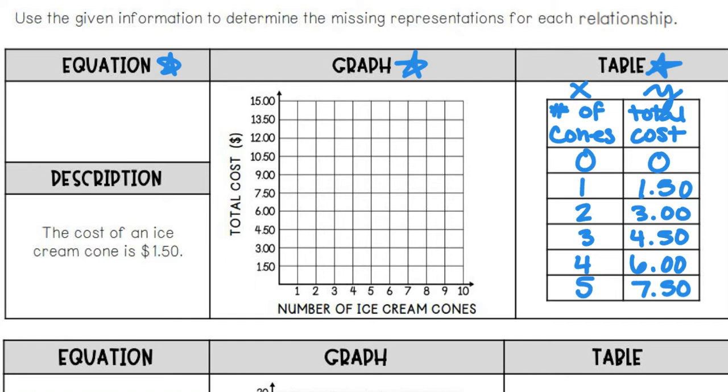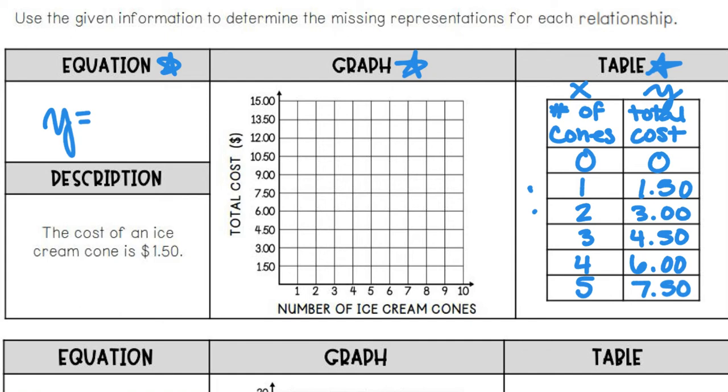So now I need to figure out my equation. So I need to think, how do I get from my x value to my y value? Am I adding or multiplying? Here, if I was adding, I could check with 1 and 1.50. To get from 1 to 1.50, I would just be adding 0.50. But if I did that with 2, that would give me 2.50. So I know I'm not adding, I know I have to multiply. Your equation is always going to start with y equals, and then I need to figure out what do I need to multiply by to get my y.